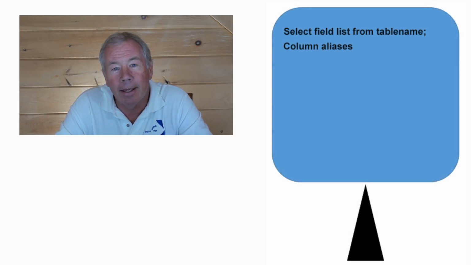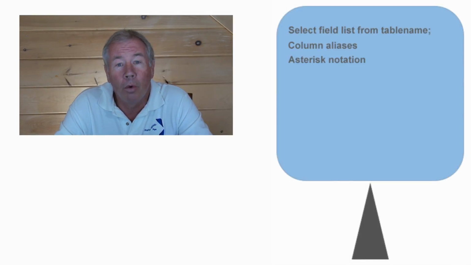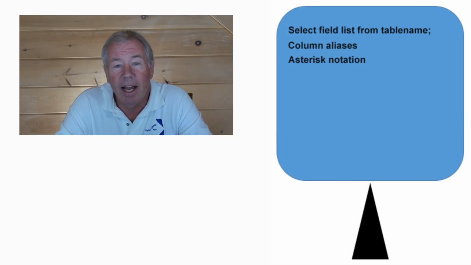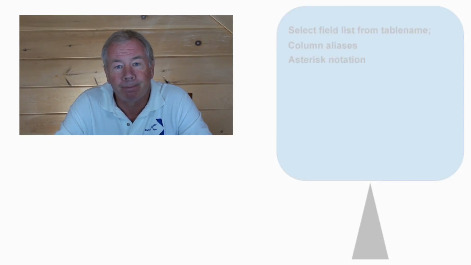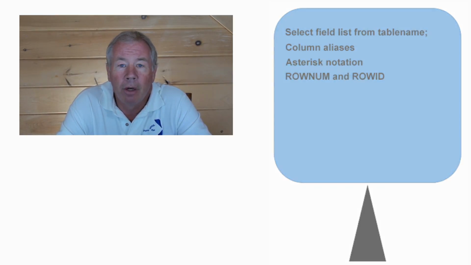We then looked at aliases associated with some or all of our columns. Easy to use and very handy, particularly when you're running long functions on some of these table names. It's easier to call them something meaningful. We then looked at select asterisk from table name, which of course brings back all the fields in the order as specified in the system metadata.